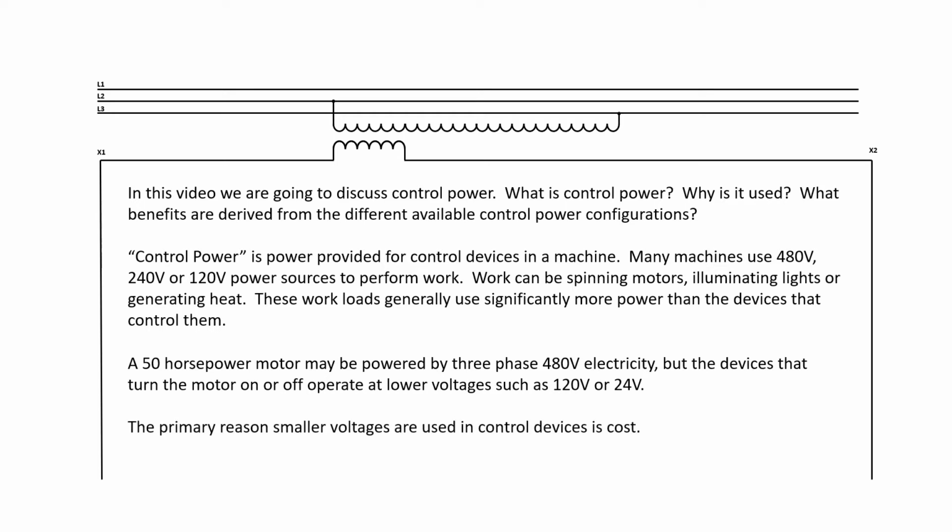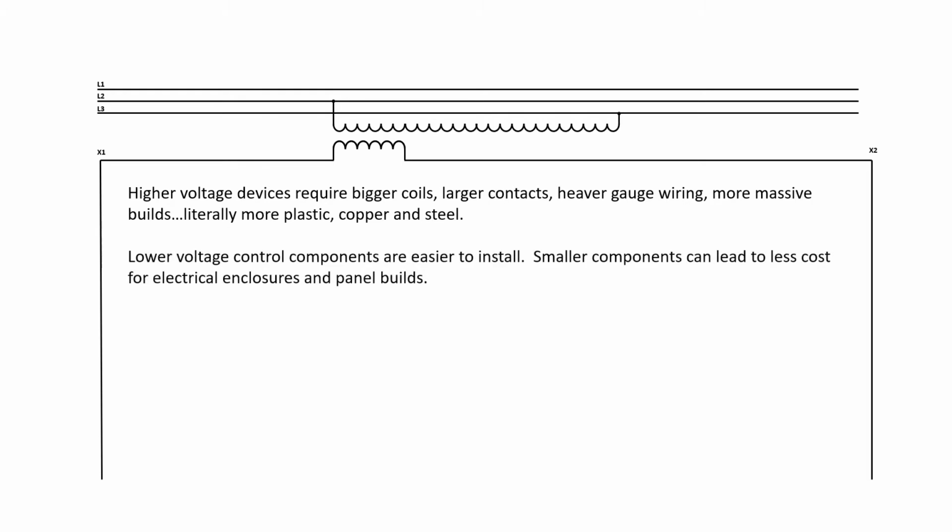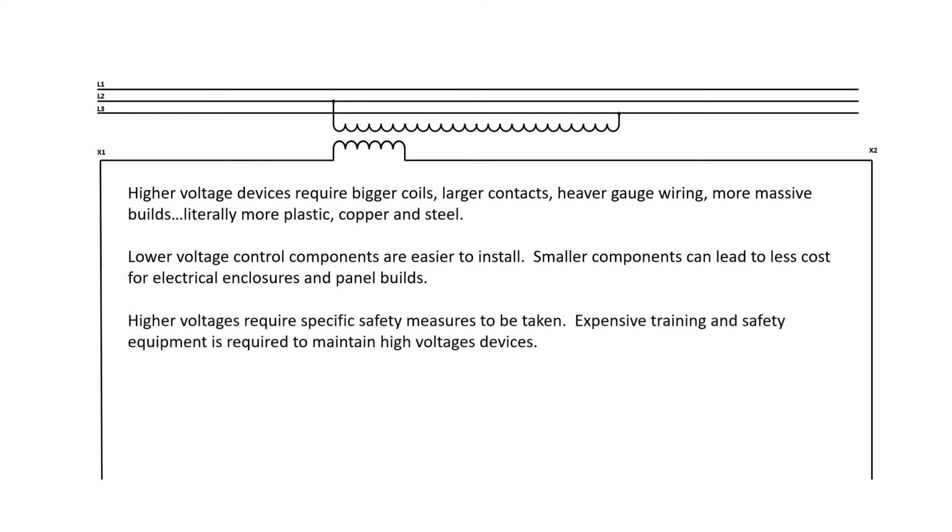The primary reason smaller voltages are used in control devices is cost. Higher voltage devices require bigger coils, larger contacts, heavier gauge wiring, more massive builds, literally more plastic, copper, and steel. Lower voltage control components are easier to install. Smaller components can lead to less cost for electrical enclosures and panel builds. Higher voltages require specific safety measures to be taken. Expensive training and safety equipment is required to maintain high voltage devices.